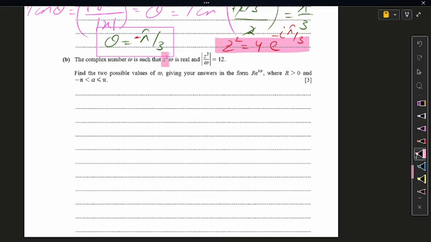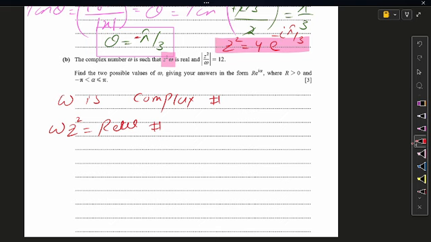Here the author is saying omega is itself a complex number. But once you multiply it by z square, omega times z square, you are getting a real number. Right? Omega itself is a complex number, but once multiplied by z square, you are able to get the real number. And you have to work out two possible values of omega, giving your answer in the form r e raised to the power iota alpha.